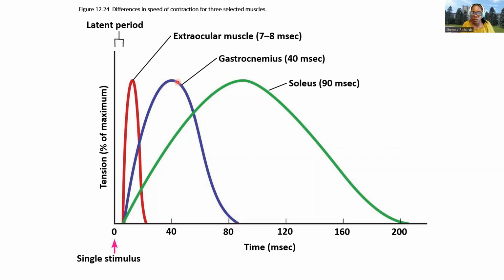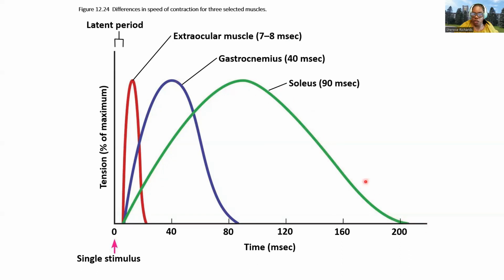The gastrocnemius muscle is going to be one of our calf muscles. So that's going to be one of the powerful muscles that help us to walk and run and jump and sprint and all those good things, versus the soleus muscle. Now, the soleus muscle is also a calf muscle, but it's a deeper muscle. And as we can see, it takes an even longer time to get to its maximum tension produced, and then a longer time to get to its relaxed state.